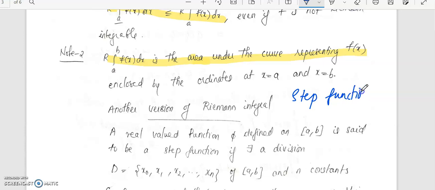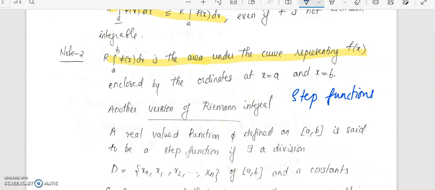Okay, we talk about partitions, dividing the given closed interval into partitions. So in each partition we are looking at the upper bound, the supremum and infimum. Now here we will form step functions, and using step functions we will define the lower and upper integrals.